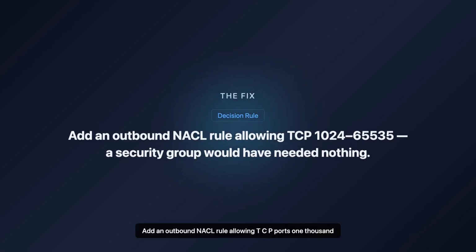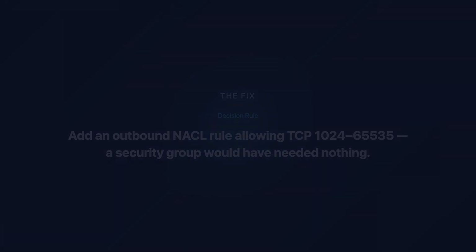Add an outbound NACL rule allowing TCP ports 1024 through 65,535. Different operating systems use different subranges, but that broad window covers all of them safely, and it's what Amazon Web Services recommends. Here's the contrast worth remembering. A security group would have needed nothing at all, because it's stateful. The reply to that ephemeral port was always going to be allowed automatically. Stateless is the entire reason you need that extra rule.